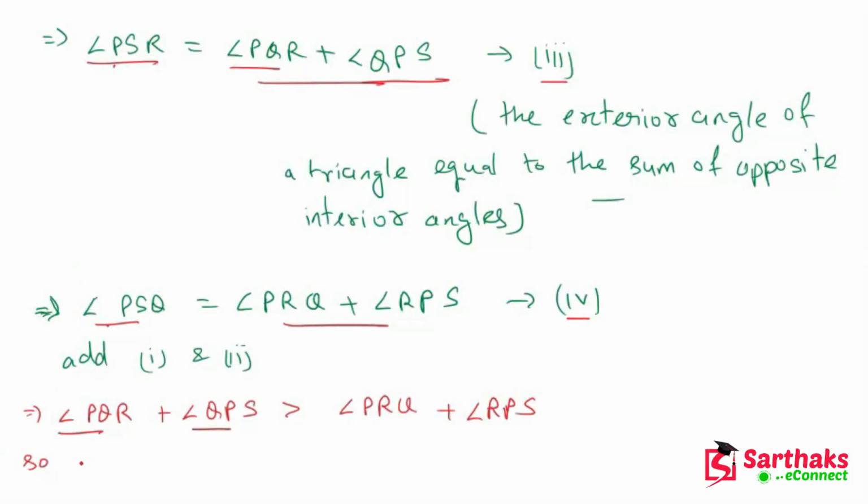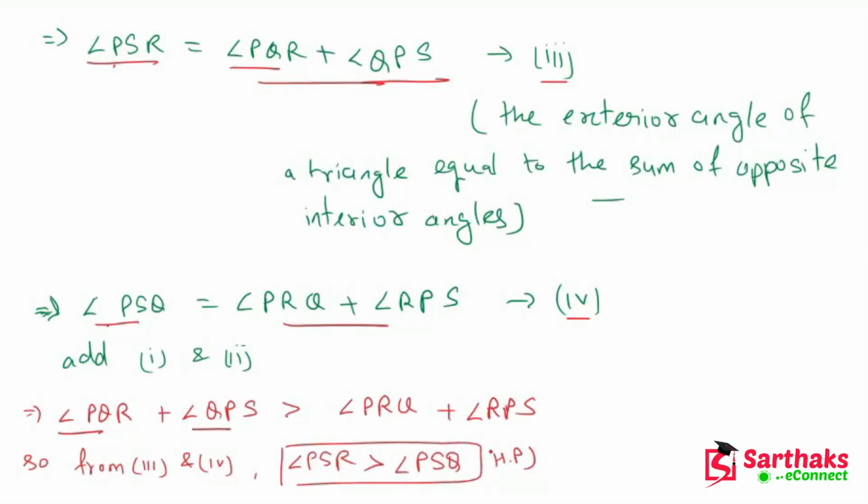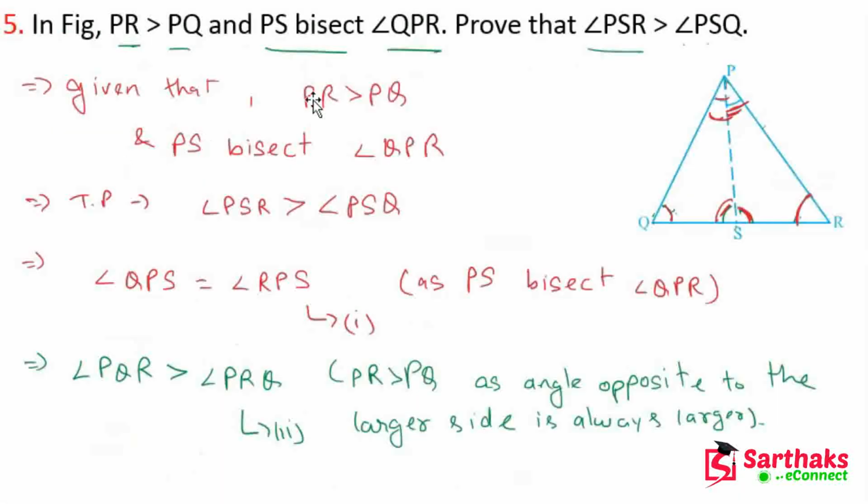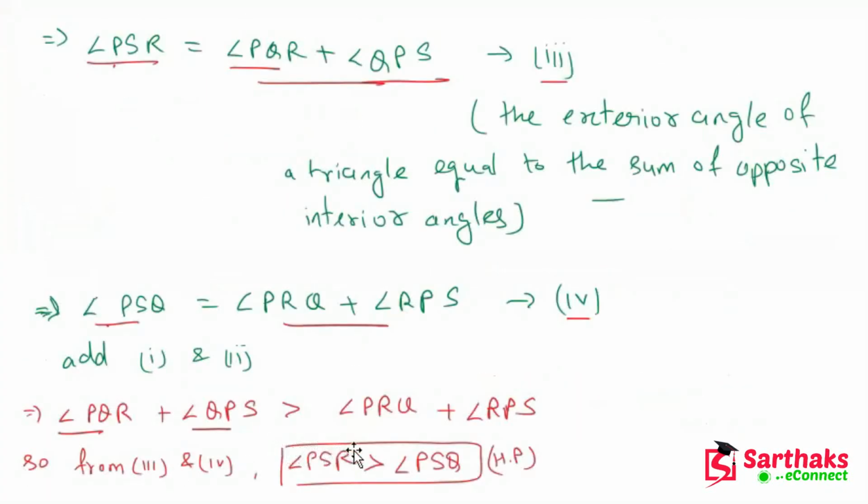So from third and fourth, angle PSR is greater than angle PSQ. Hence proved. I hope you understand these things, my dear friends. So this is the required result: angle PSR is greater than angle PSQ. I hope you understand these things, my dear friends.